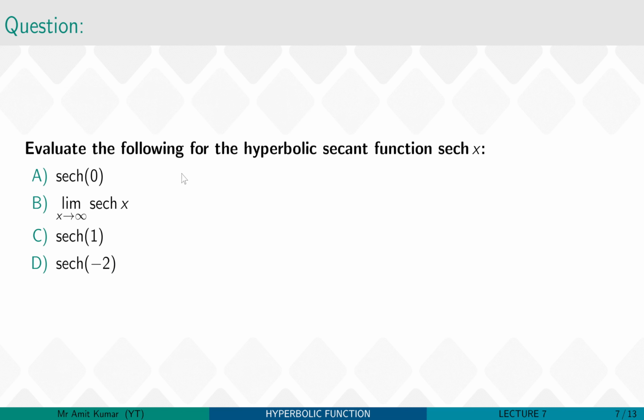Now, what is sech 0? Sech 0 is basically 1 by cosh 0. Or directly you can use the formula. By formula, this is 2 by e to the power 0 plus e to the power minus 0. This is basically 1. Okay. Now, the limit as x tends to infinity of sech x is equal to 0, approaching 0. And what is the value of sech 1 and what is the value of sech minus 2? This is your homework. Try to solve this.